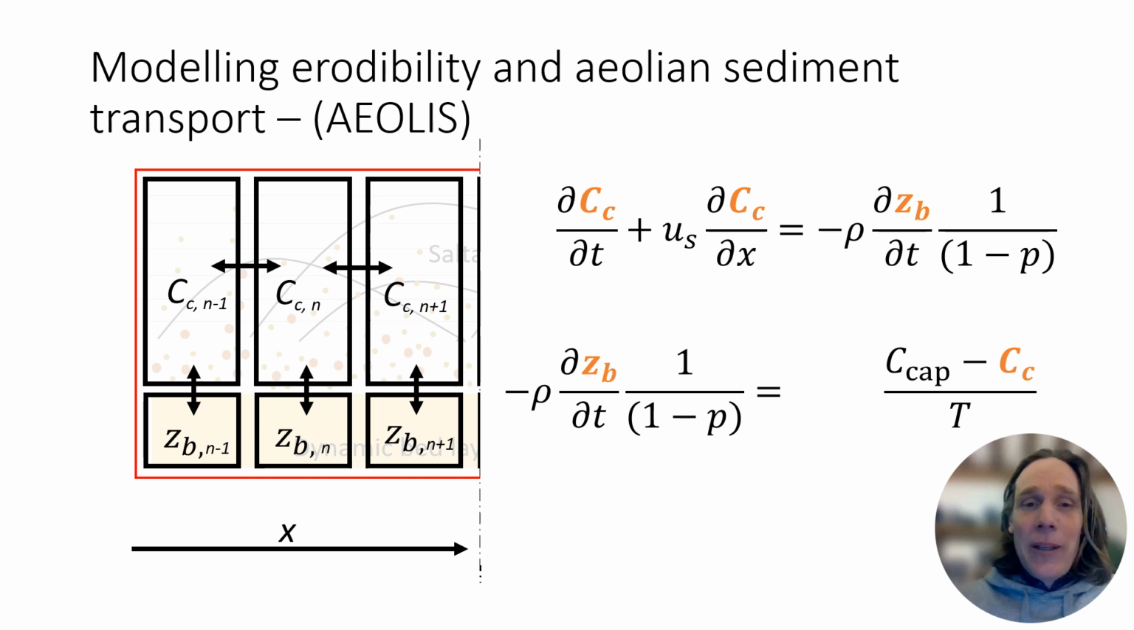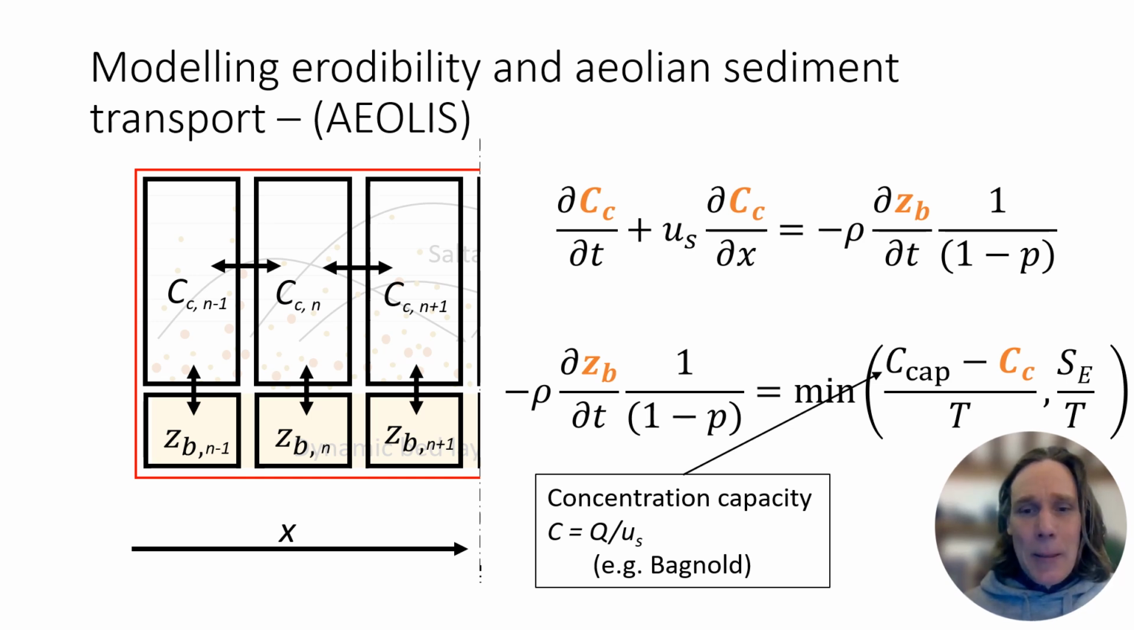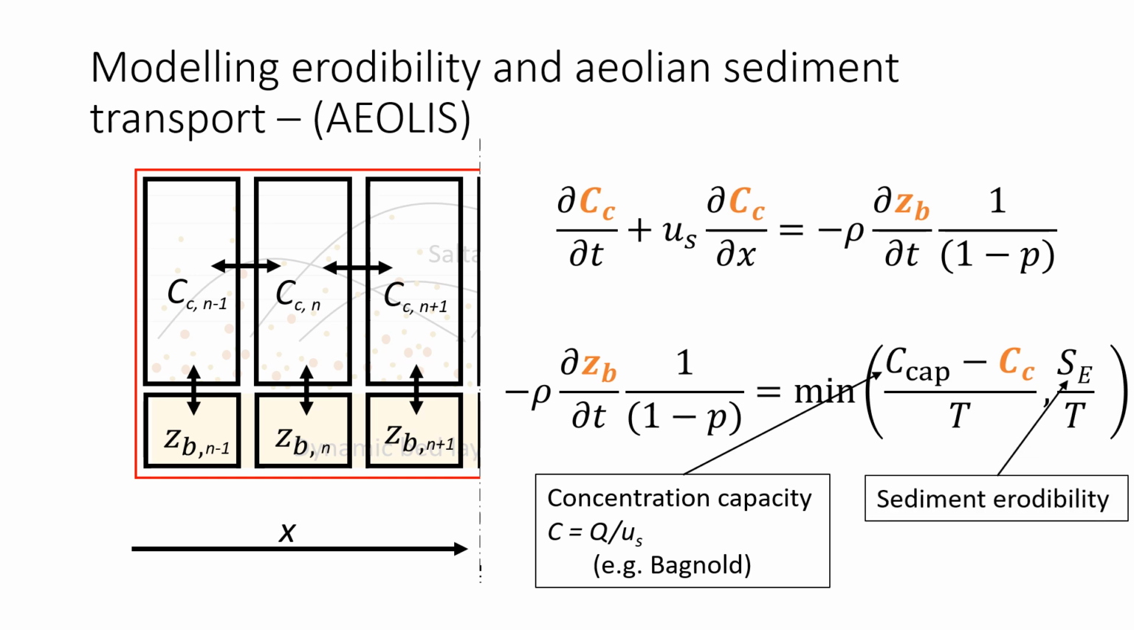And the bed level change can now be defined as a function of the transport capacity, which can be calculated as a function of wind speed through a Bagnold type sediment transport formulation. More wind means a higher transport capacity and means a tendency to erode, and vice versa. But sediment exchange can also be influenced by sediment erodibility, here defined by SE. And the right-hand side of the bottom equation accommodates supply-limited Aeolian sediment transport.